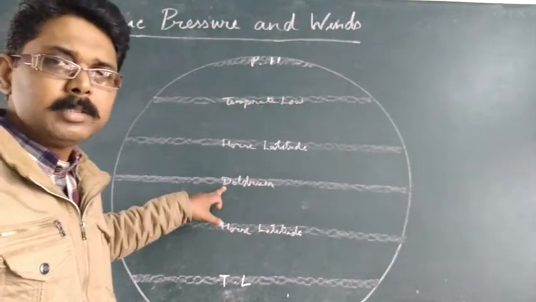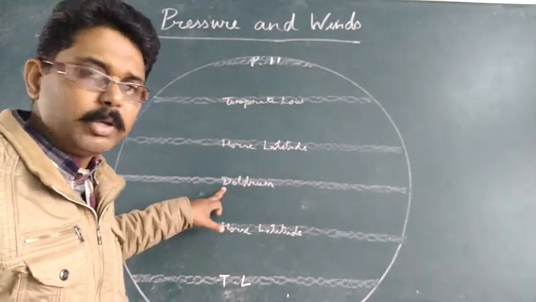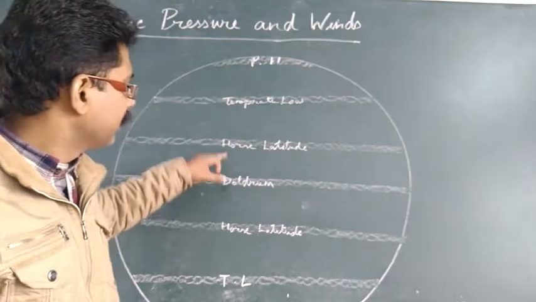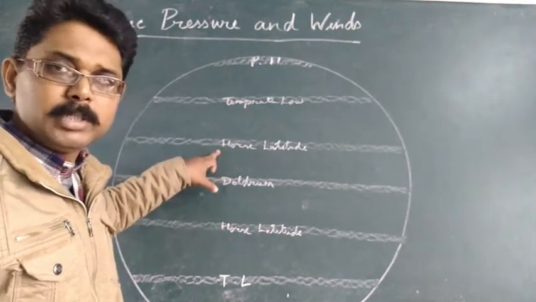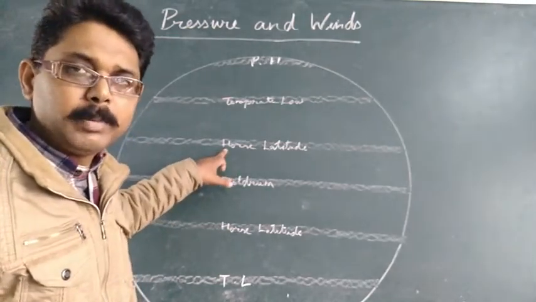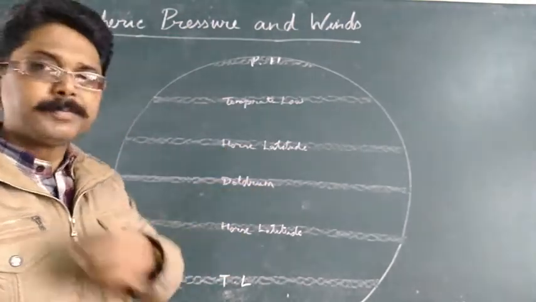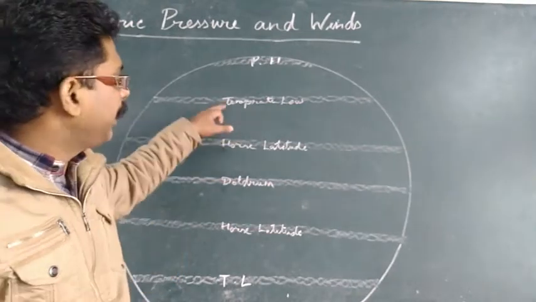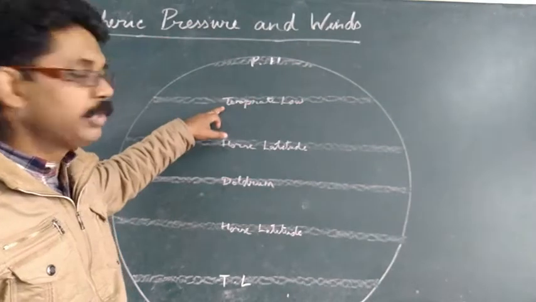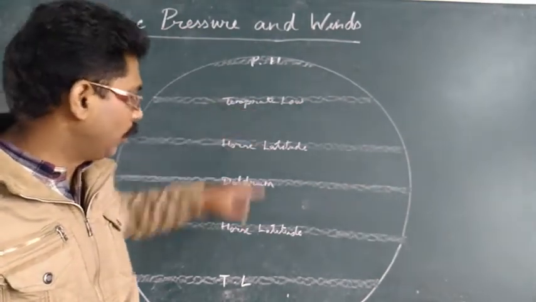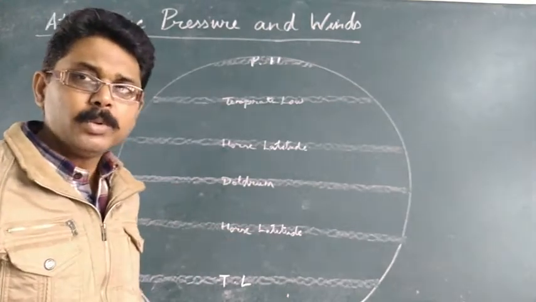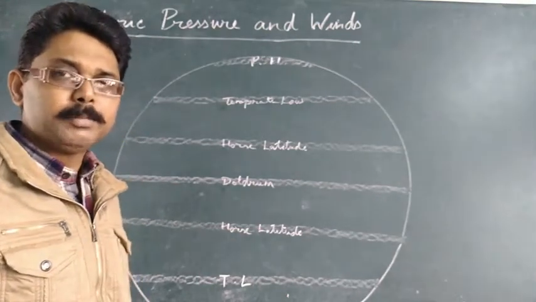On the equator, this is the permanent low pressure belt, we call it doldrum, also the equatorial low pressure belt. In the subtropical region, in both hemispheres, there lies the permanent high pressure belt, we call it horse latitude. In the temperate region, again there are the permanent low pressure belts known as temperate low, and in the polar region, as I explained, there is found the polar high pressure belt.